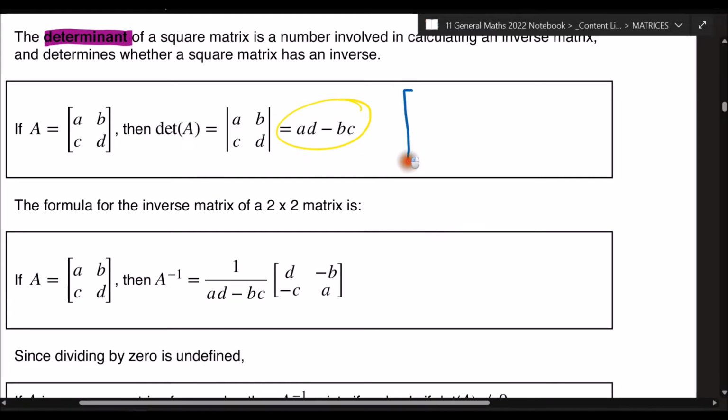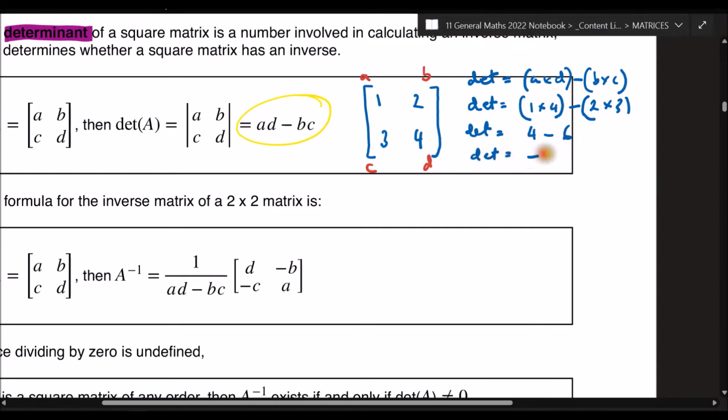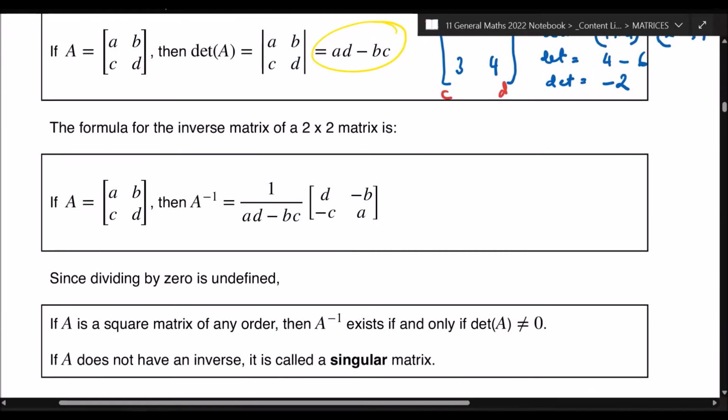So let's say, for example, I've got a matrix 1, 2, 3, 4, and I've labeled it a, b, c, d. To get the determinant, remember, the determinant is a times d, my bad, take away b times c. So in this case, it would be 1 times 4, take away 2 times 3. So the determinant here is 4 take away 6, which equals negative 2. Now, because there is a determinant, that means that there is an inverse. So once you figure out that there is a determinant, you can now find the inverse.